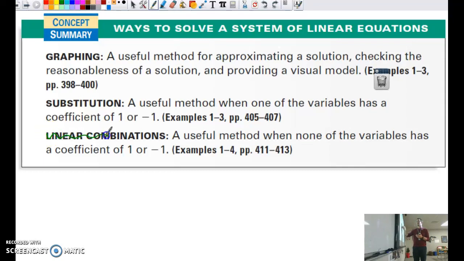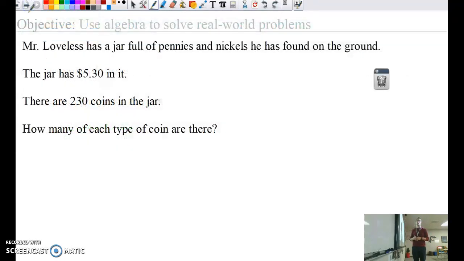Now, your book says linear combinations. We use elimination as our word. Make sure if you're stuck on this and you don't remember those methods really well, you go back and look at your notes or look at your book in chapter 7, I believe is where it's at.